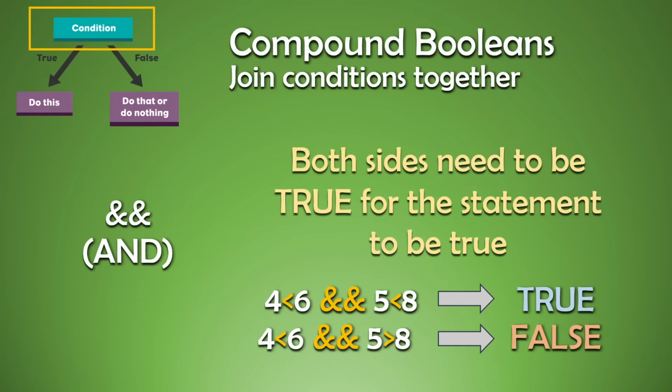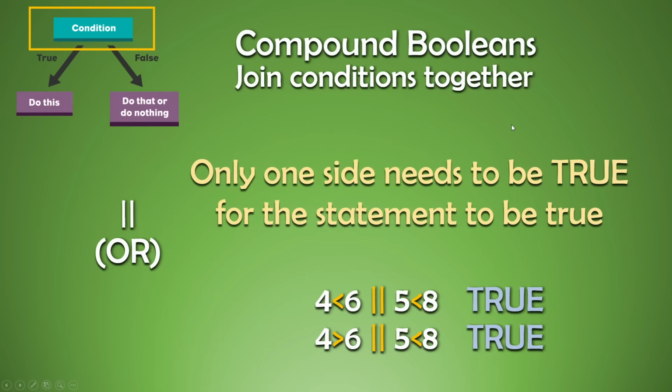We'll see the examples of this soon, but that's kind of how we do it, right? So let's try the next one. Or. Or is a slightly different condition, where or only needs one side to be true for the whole thing to be true. So if this is true or this is true, the whole thing will be true. The only way it's going to be false is if both sides are false. So even though this thing is false, this thing is true. So therefore the whole thing will evaluate to true.